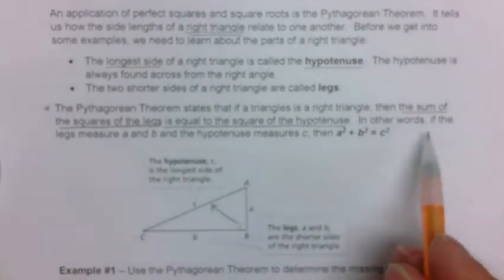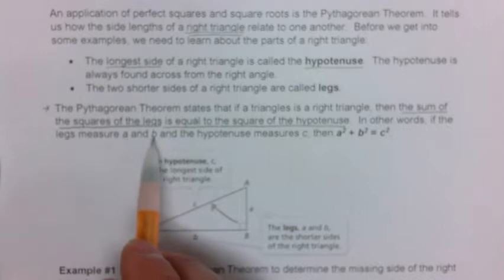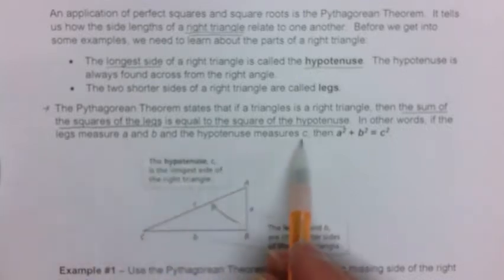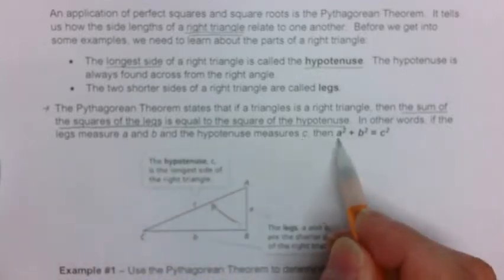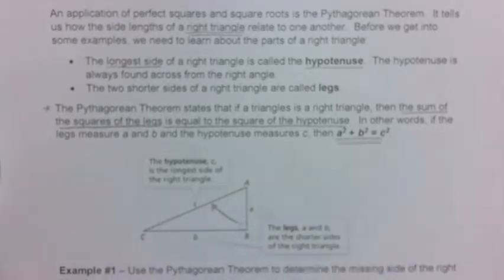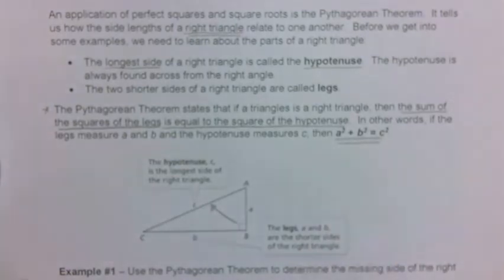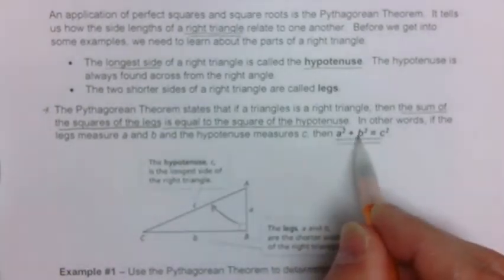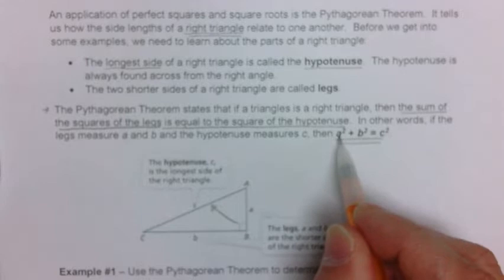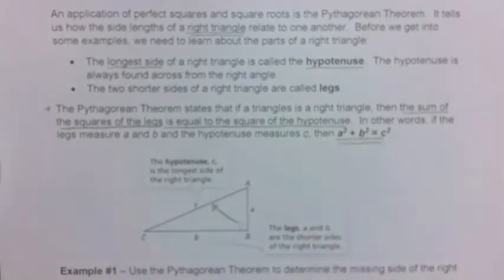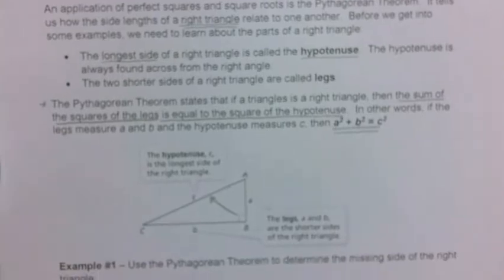In other words, if the legs measure A and B and the hypotenuse measures C, then A squared plus B squared equals C squared. This is the formula that we'll be using for the Pythagorean theorem. A squared plus B squared equals C squared, where A and B represent the lengths of the legs and C is the length of the hypotenuse.